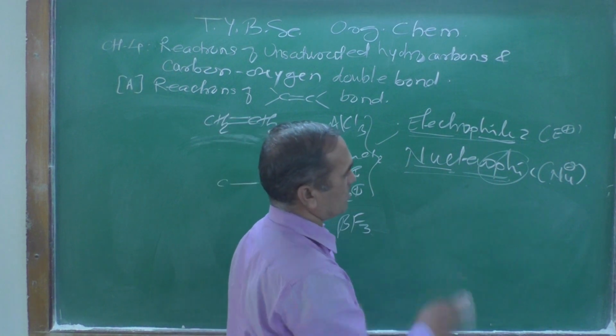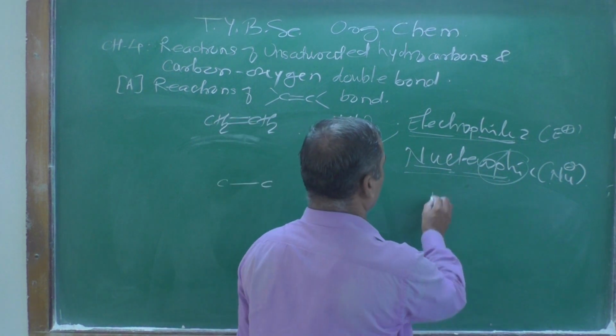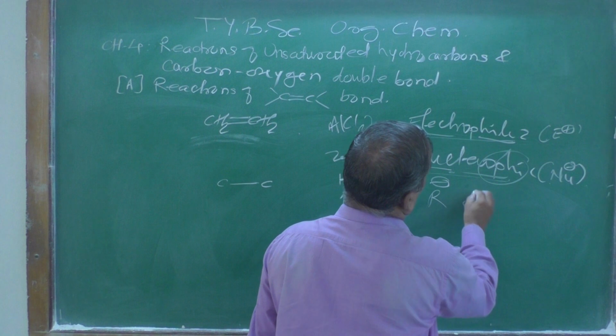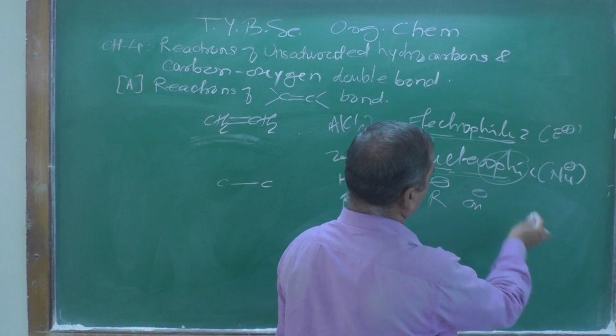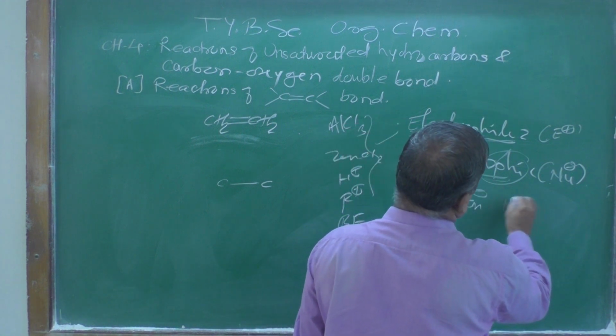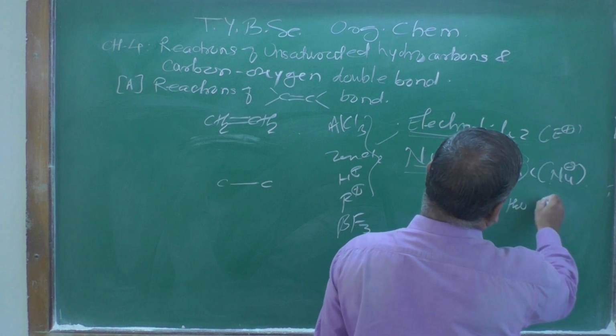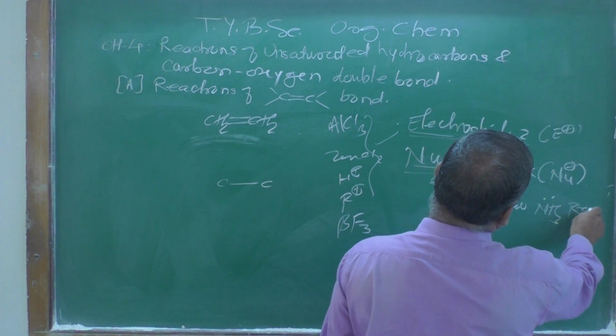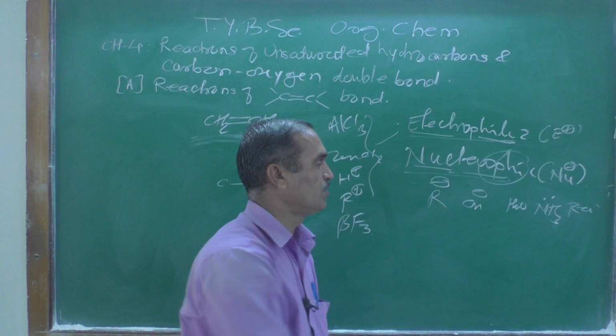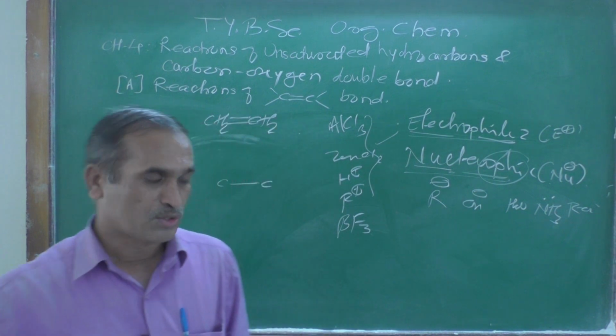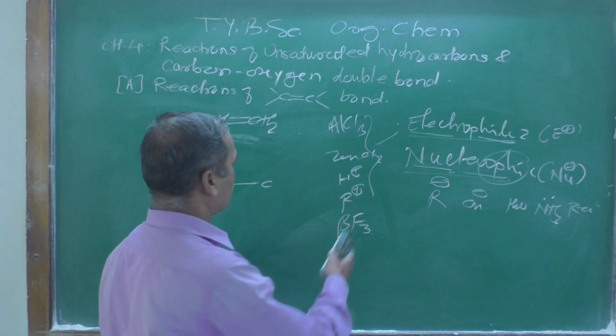And nucleophiles mean what? They are electron rich species, maybe R minus, OH minus, negatively charged species, or neutral molecules like water or ammonia or alcohol. These are considered nucleophilic reagents. So this is all about this one.